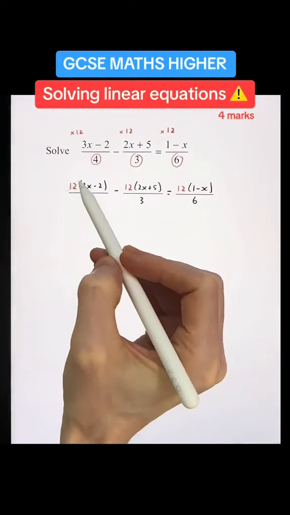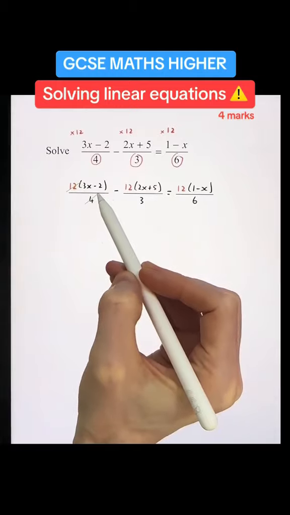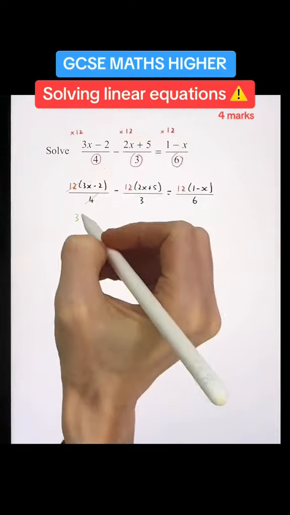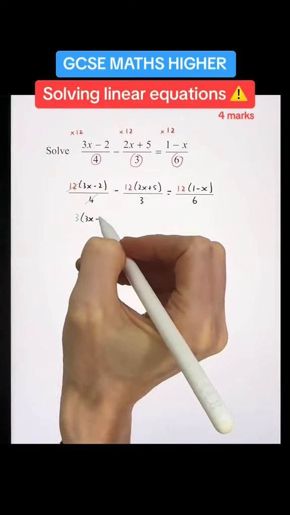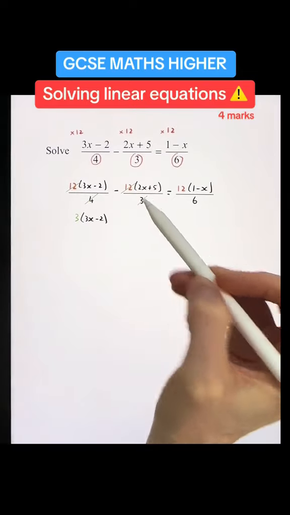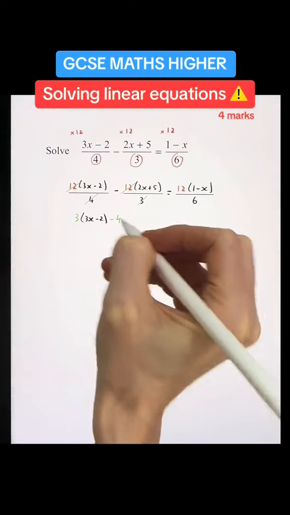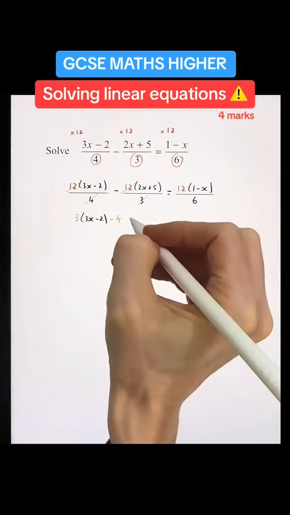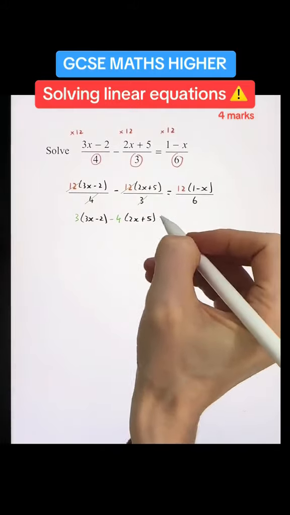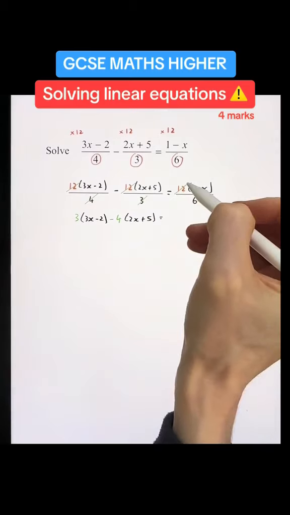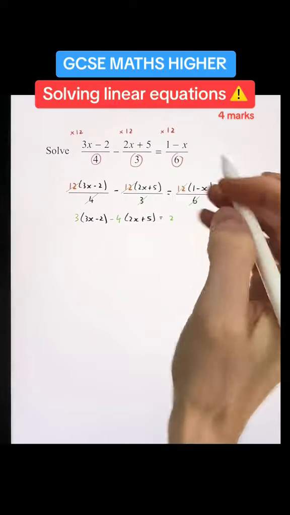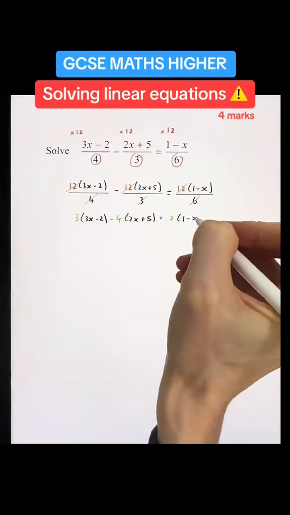Looking at my first fraction, I know 12 divided by 4 is 3. Hence, I'm going to have 3 lots of my numerator. In this case, 3 lots of, in single brackets, 3x minus 2. Looking at my second fraction, I know negative 12 divided by 3 gives us negative 4. So I've got negative 4 lots of, in single brackets, 2x plus 5. And on the right-hand side, I know that 12 divided by 6 gives us 2. Hence, I've got 2 lots of, in single brackets, 1 minus x.